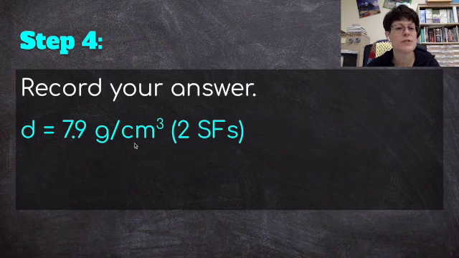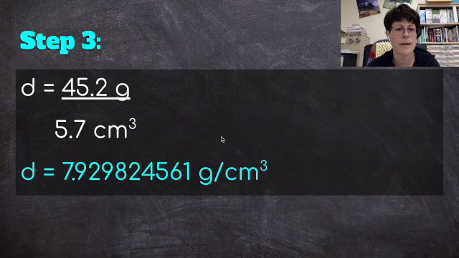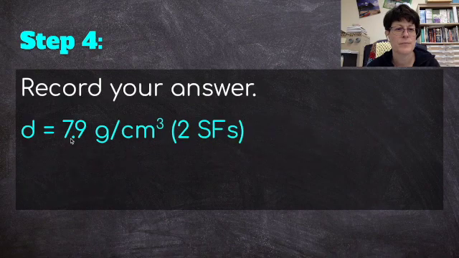Now, step 4 is to record your answer. We're going to say density equals 7.9 grams per cubic centimeter because we want two significant figures. If we take a look back here, our rule for division is we have two significant figures here, 3 here, so we go with the smaller number of significant figures. So we go with 2. So that's why we record our answer to 2 significant figures.